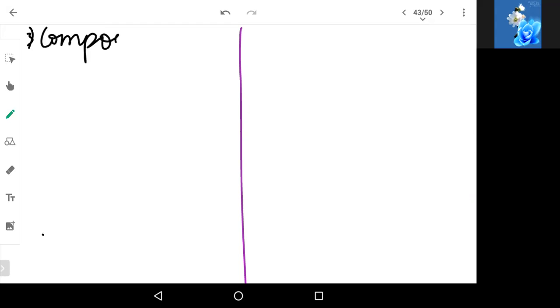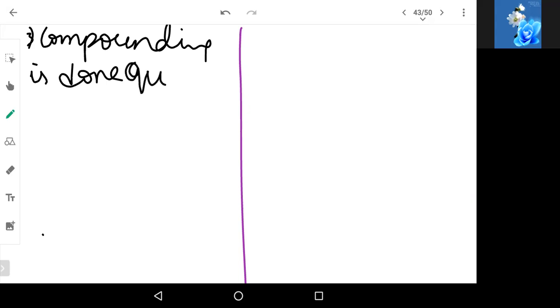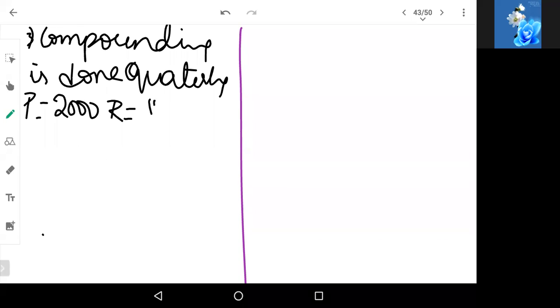Compounding is done quarterly. Again, write down the P: 2000. R is 10% divided by 4. So it is 2.5% because 3 months is 1 quarter and in 1 year we have 4 quarters.